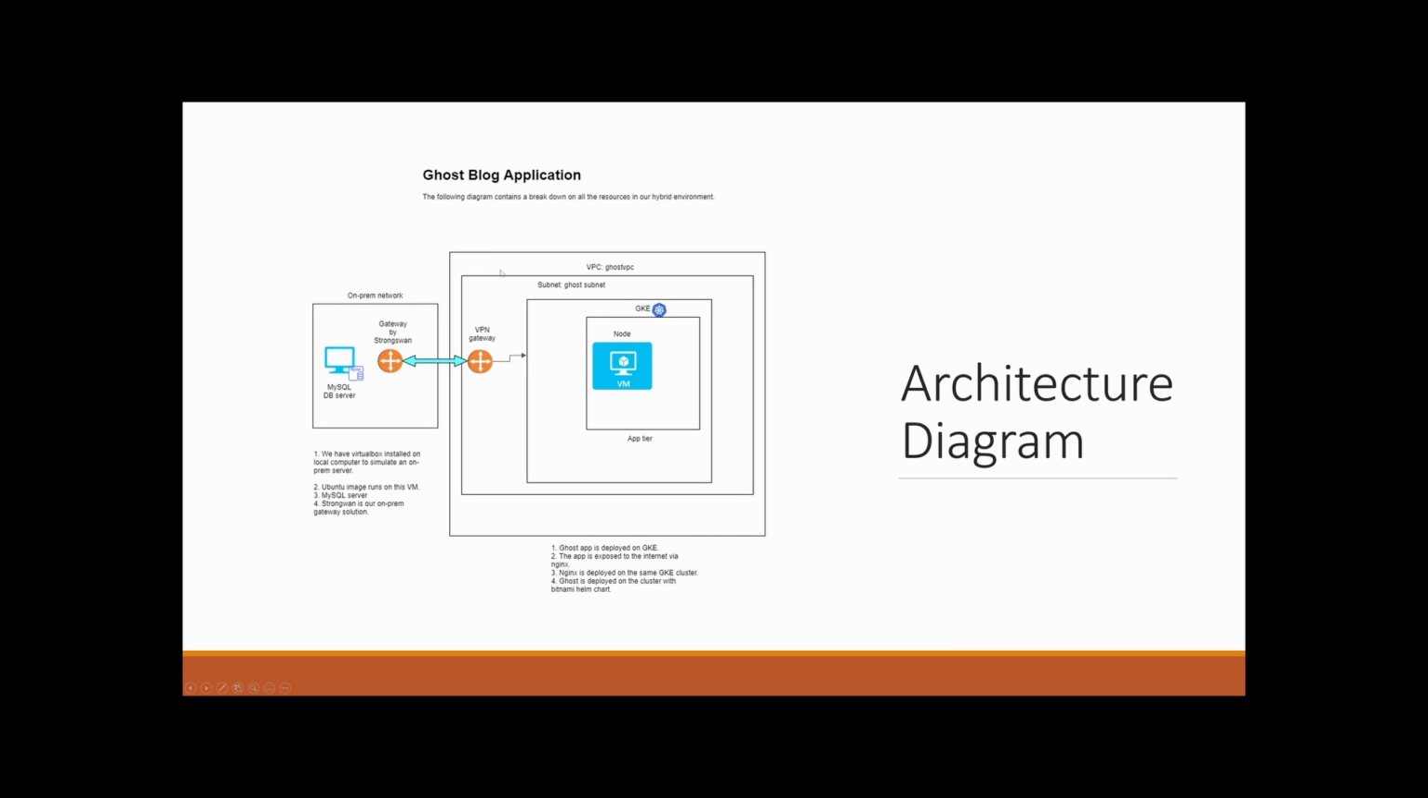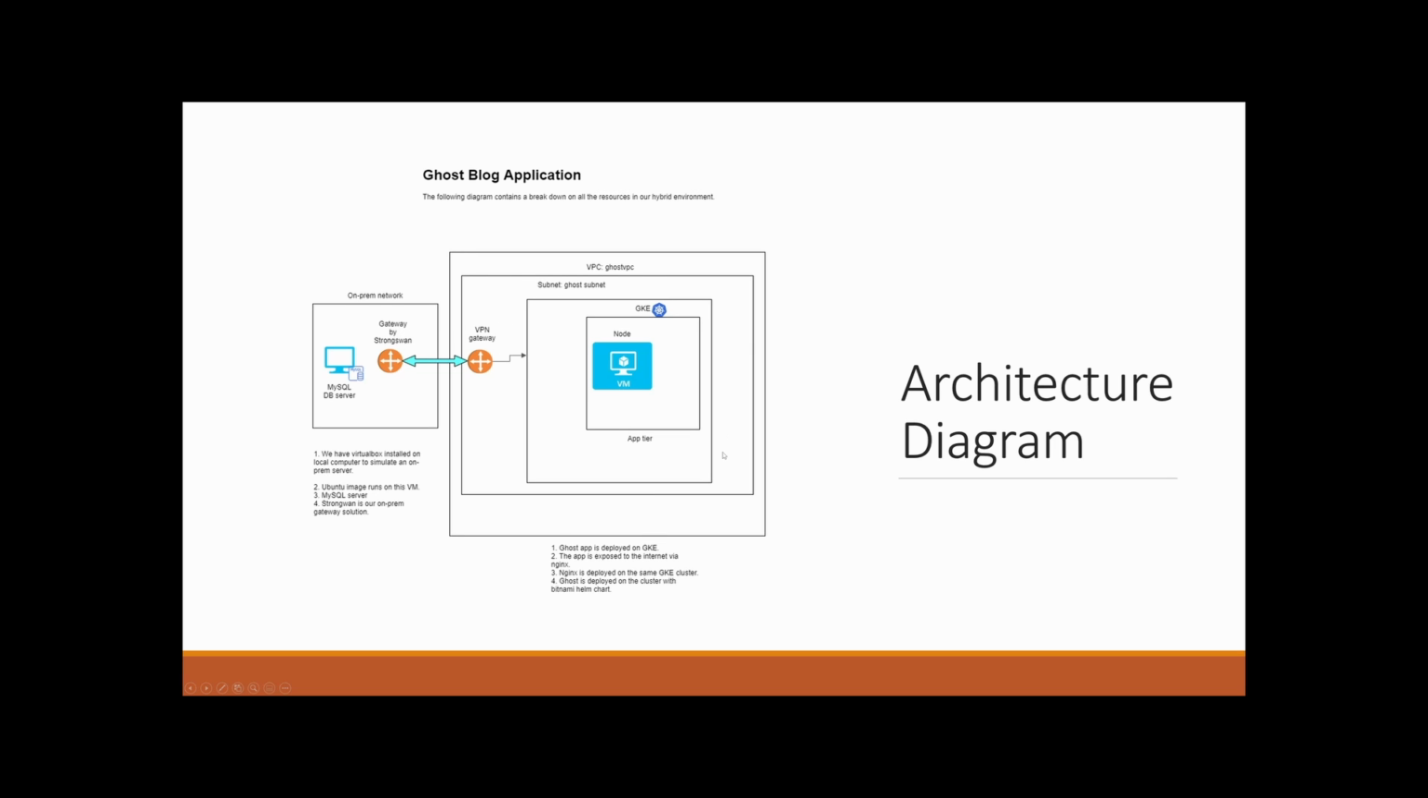On the right side, we have the cloud environment, comprised of one VPC, one subnet, and in that subnet, we have a VPN gateway. The VPN gateway connects to the VPN from StrongSwan on the on-prem. And what this basically does is it establishes connectivity between the on-prem environment and the cloud environment.